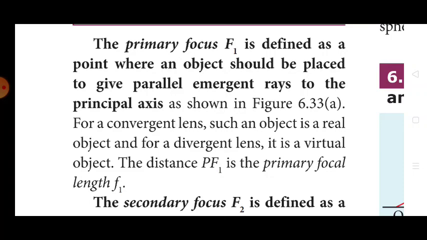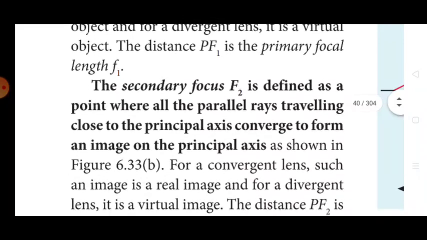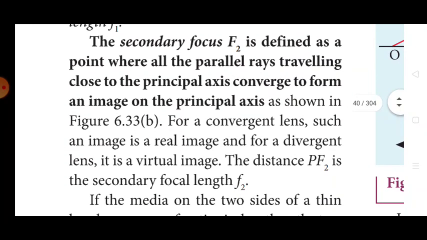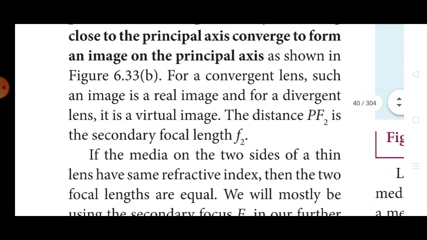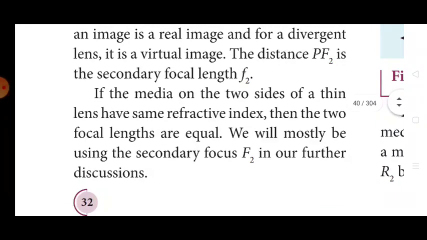The secondary focus f2 is defined as the point where all the parallel rays traveling close to the principal axis converge to form an image on the principal axis. For a convergent lens, such an image is a real image, and for a divergent lens, it is a virtual image. The distance Pf2 is the secondary focal length f2. If the media on the two sides of the thin lens have the same refractive index, then the two focal lengths are equal. We will mostly be using secondary focus f2 in our further discussions.